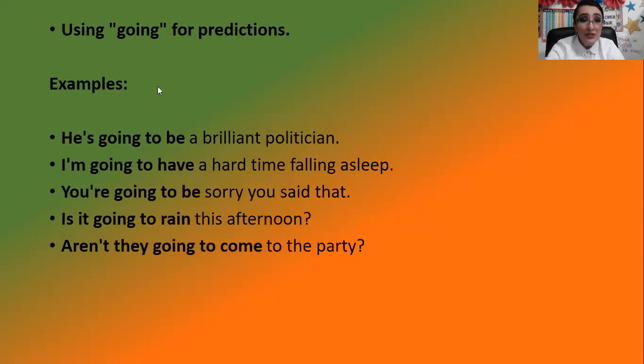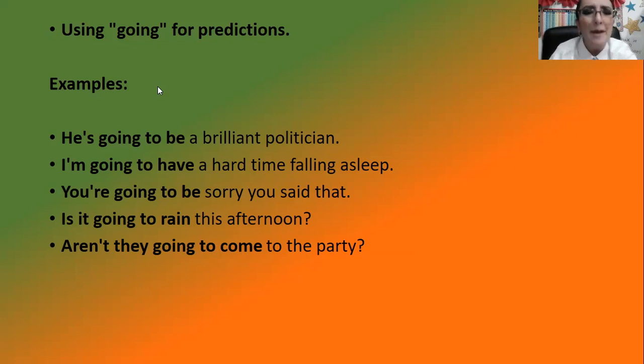Also, let me tell you that going to is going to be for predictions also. Will is going to be for predictions too. Yes, but this is going to be a different kind of prediction, because with going to, you are going to be having a prediction, but without scientific or hard evidence. And with going to, the evidence is going to be here with you.